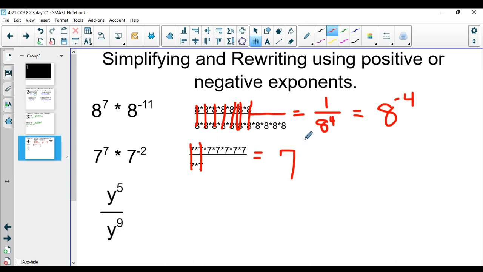The order makes a big difference. We're multiplying 7 by itself 5 times. Now, in this case, it's not appropriate to rewrite it with a negative exponent because it's already positive exponents. So we're just not going to do that.